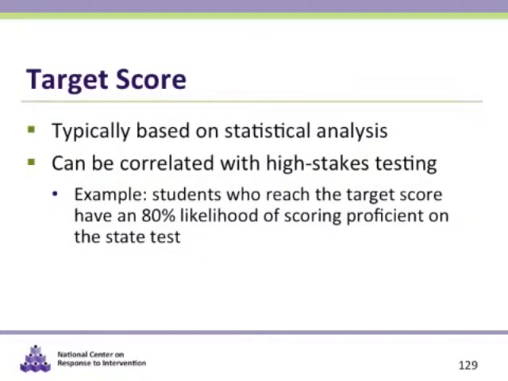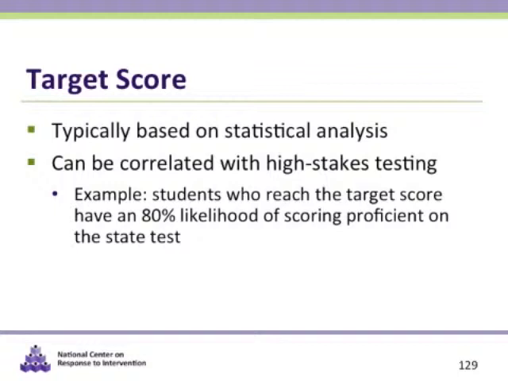Data decision making can also be used by looking at benchmarks or target scores, not just the criterion reference scores, so we're not dividing them into groups. In this case, you either are or you aren't. These scores are typically based on statistical analysis and can be correlated with high-stakes testing.